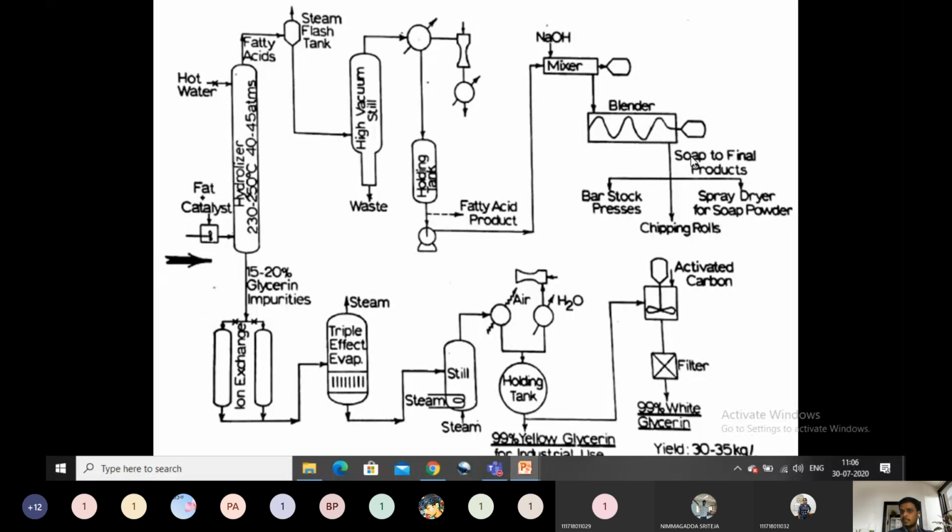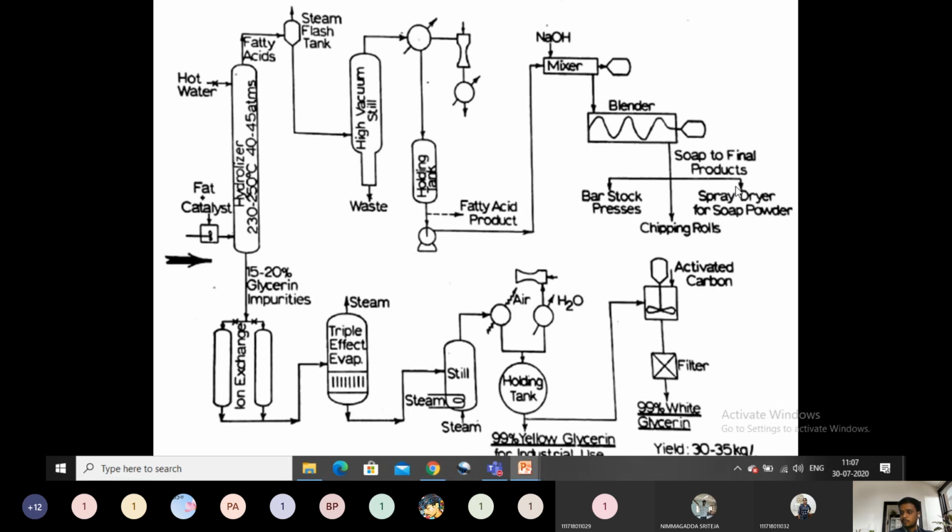Depending on the end product we want, we can obtain the soap in any form. If you want a bar form, the bars we use in our bathing will be manufactured by passing this soap composition through some heated lines, or by putting the soap composition in certain molds. Then that will be obtained as a bar soap.